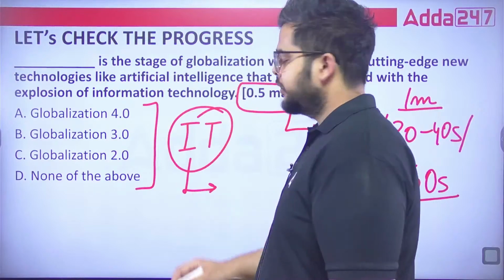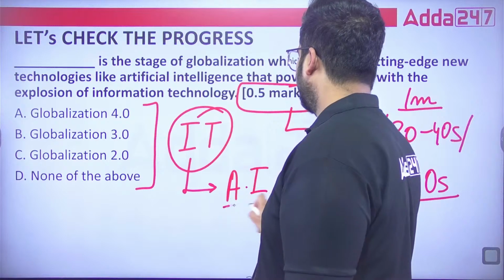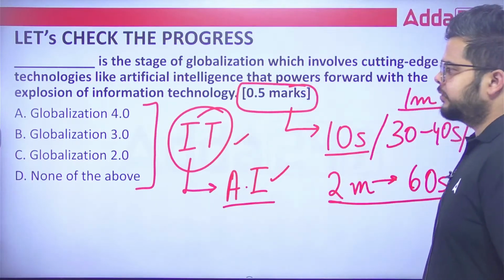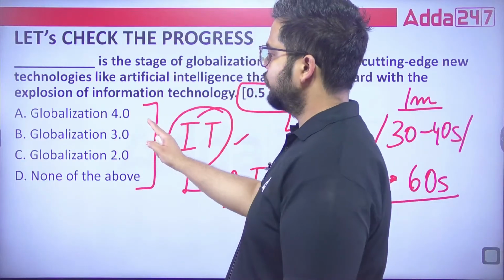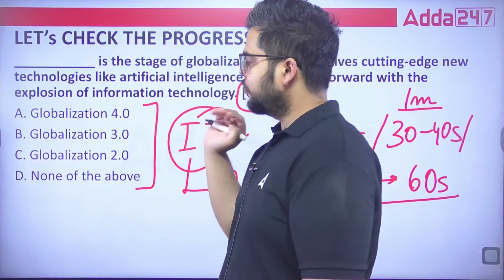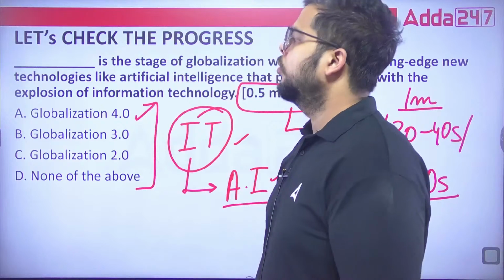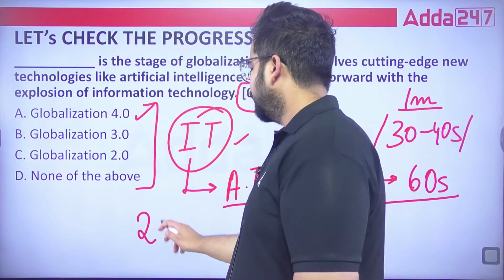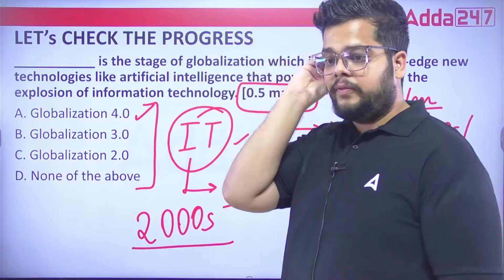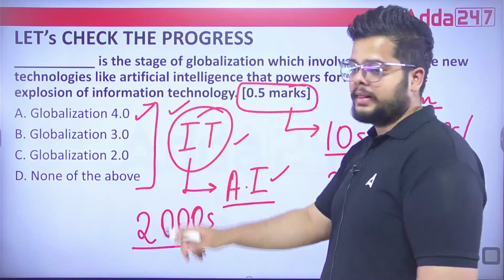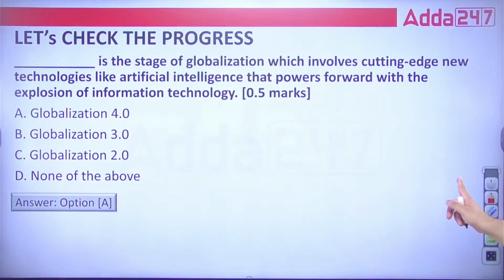Starting from the IT revolution till what is happening today, it is artificial intelligence. So these two types of tech have been used in which of the following globalization eras: globalization 4.0, 3.0, 2.0, or none of the above. Correct answer will be 4.0, because after the 2000s, after the 21st century began, we saw a boom in the IT sector. So the correct answer will be your option A.